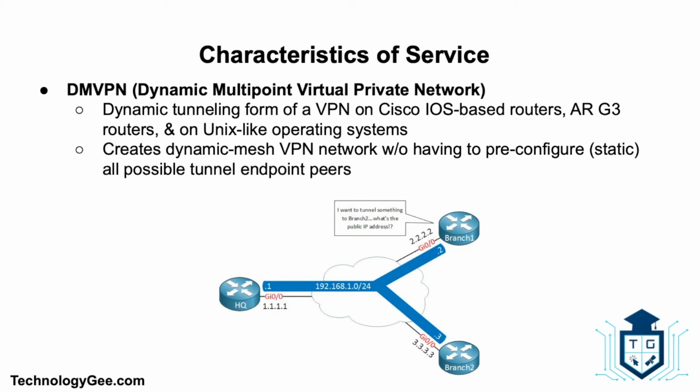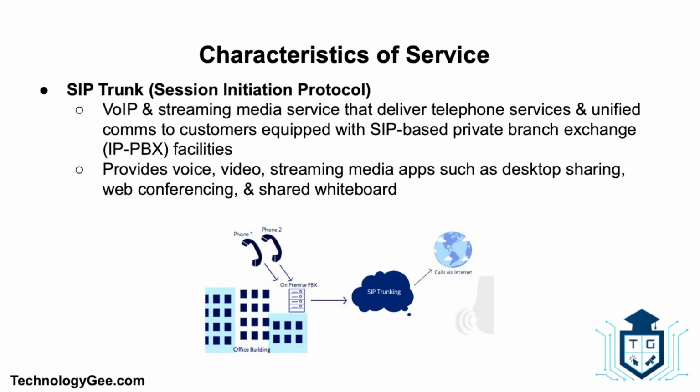So DMVPNs, this is a dynamic tunneling form of a VPN supported by Cisco IOS-based routers, ARG3 routers, and on Unix-like operating systems. DMVPN provides the capability for creating a dynamic mesh VPN network without having to pre-configure all possible tunnel endpoint peers. Next, we have a SIP trunk.